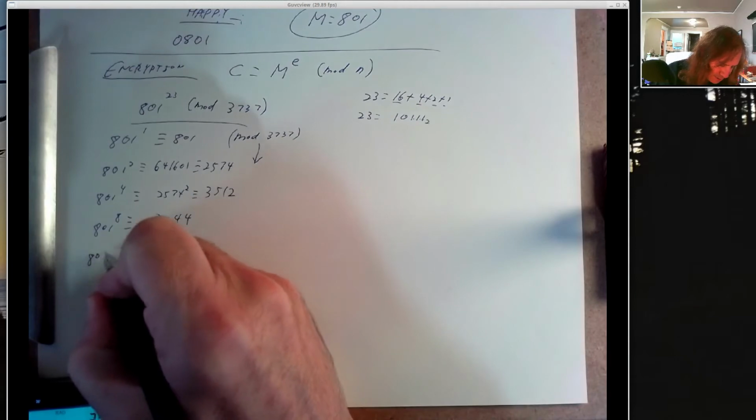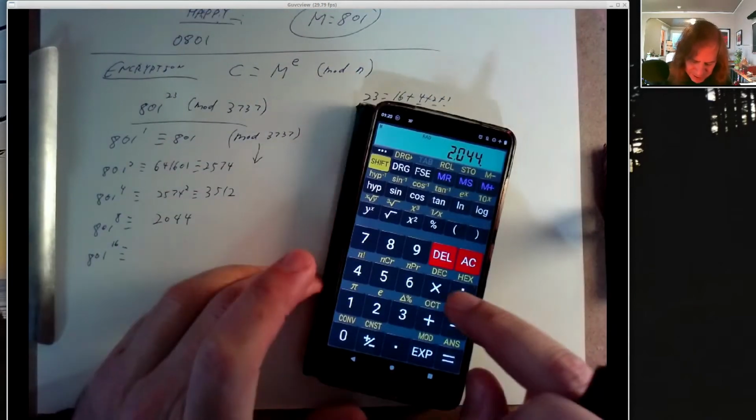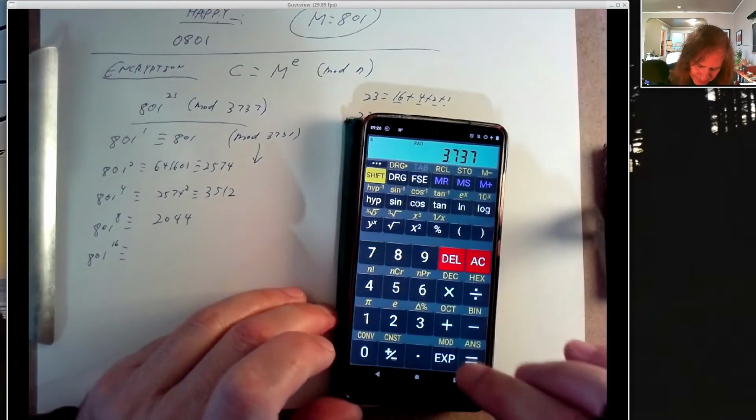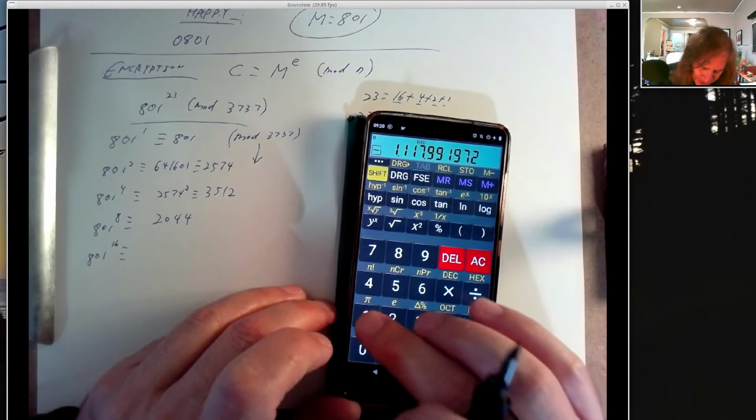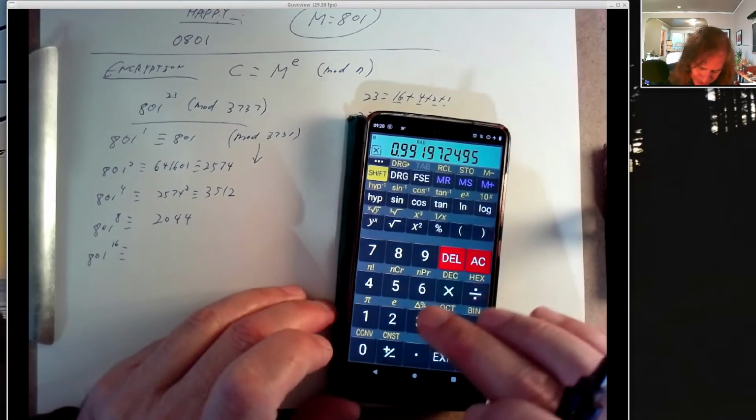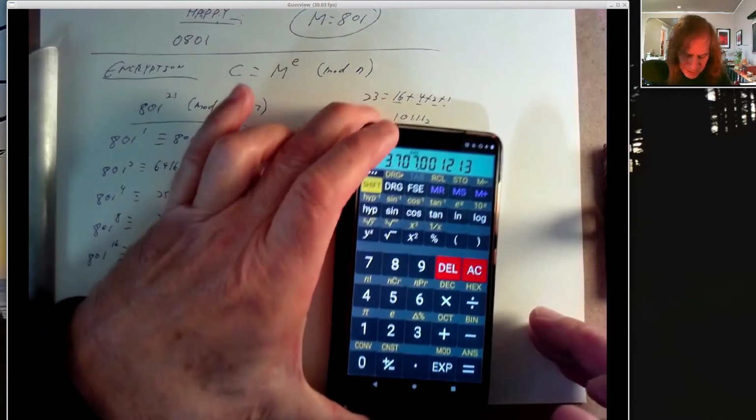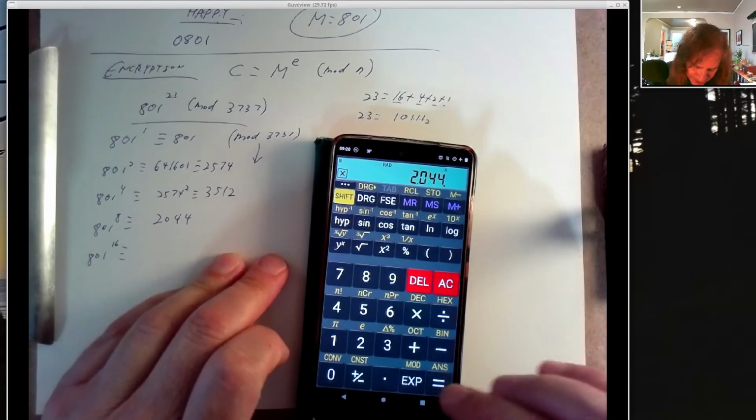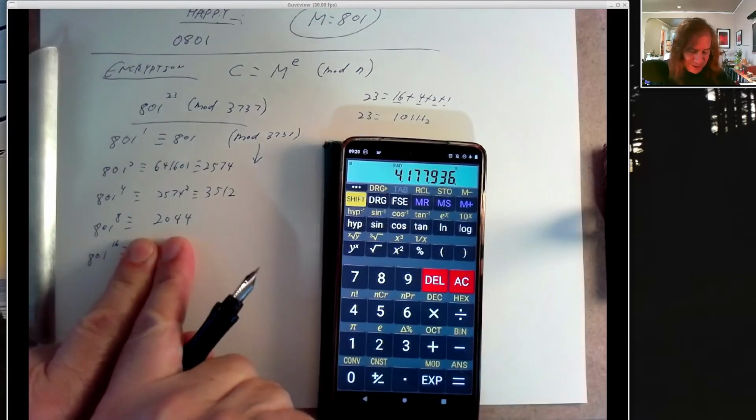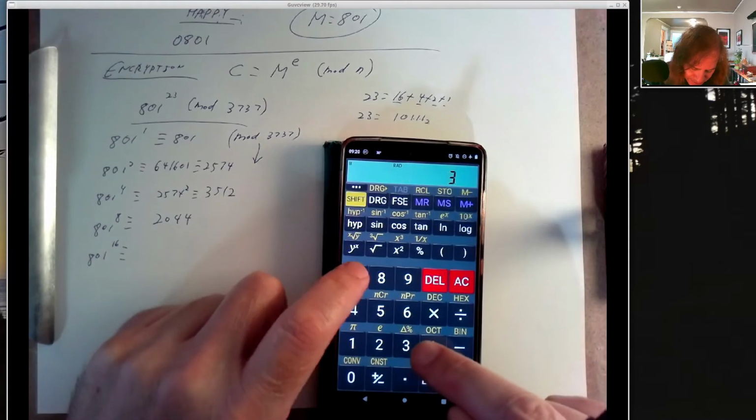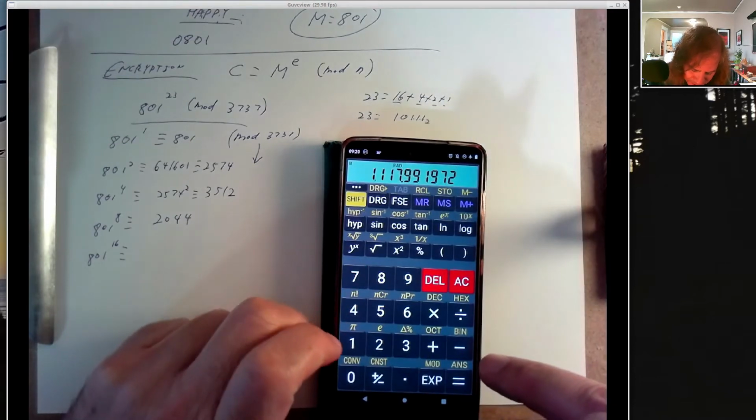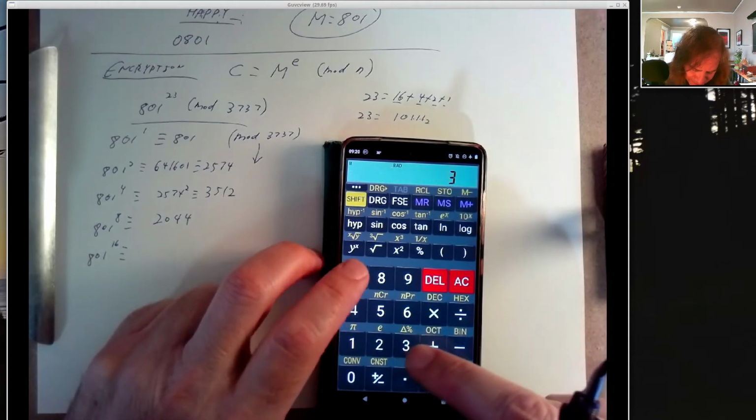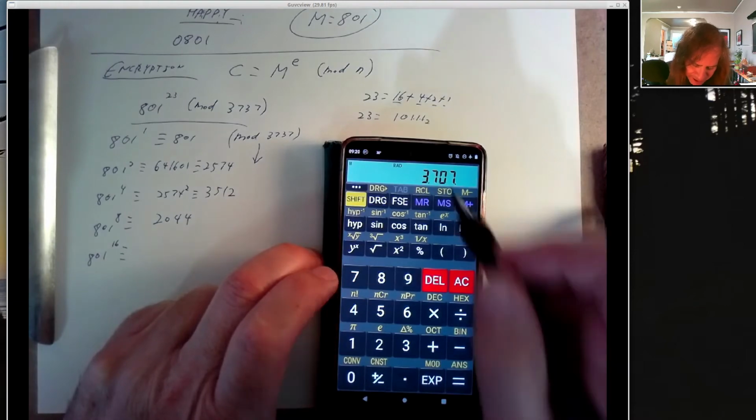Got to do one more. So 2044 squared, and I'll divide by 3737. Subtract off the integer part, multiply by 3737, and this is congruent to, looks like I did something wrong. Let me do that again. 2044 times itself, equals, right? And I got my previous results. I don't have to go all the way back to the beginning. Divide by 3737, subtract 1117, and then multiply by 3737. And so I get 3707.